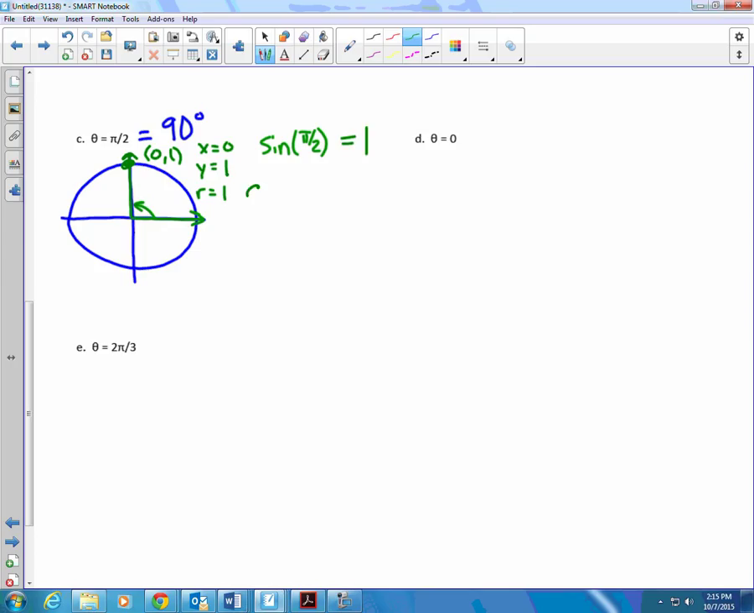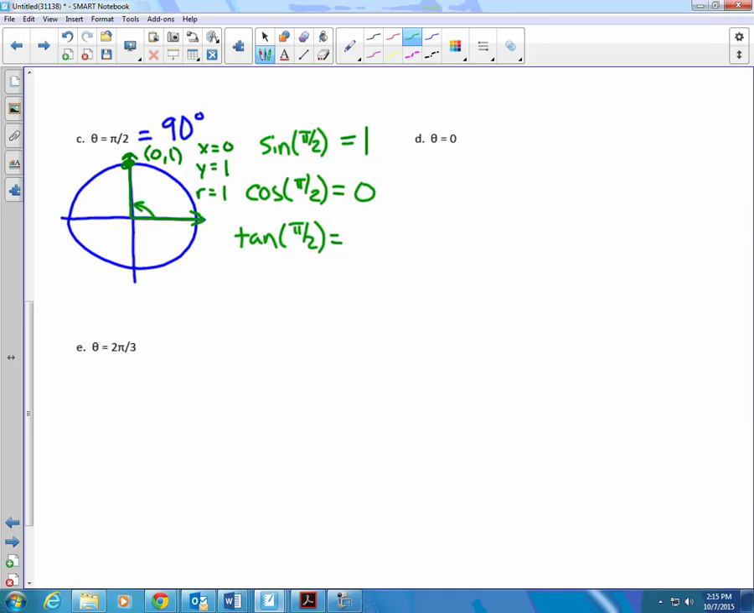Now we'll do cosine of pi over 2. What's the ratio for cosine of pi over 2? X over r. What do you get if you take x and divide it by r? 0. And then let's take tangent of pi over 2.